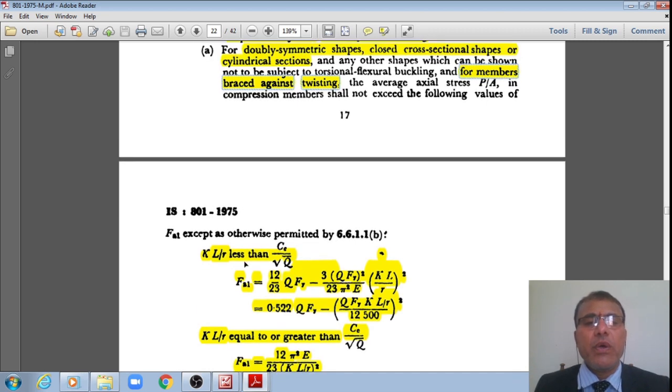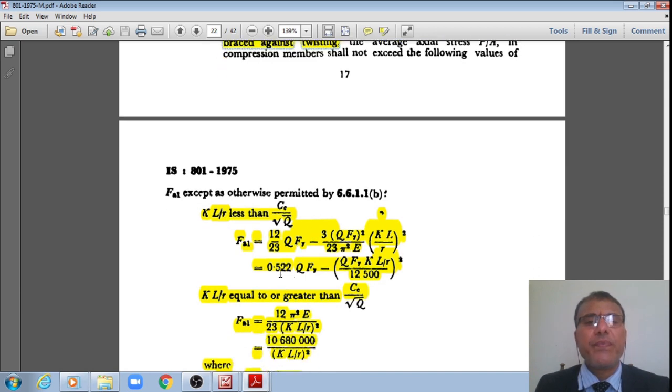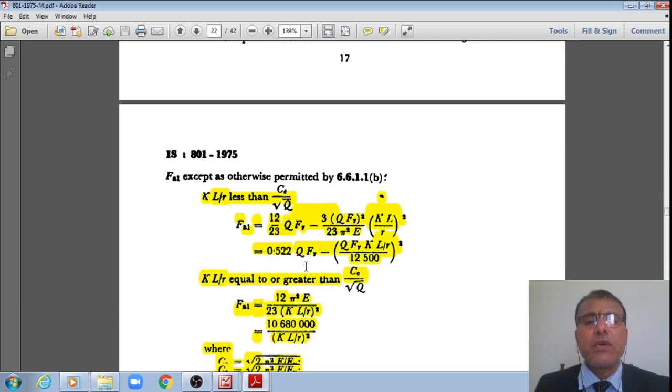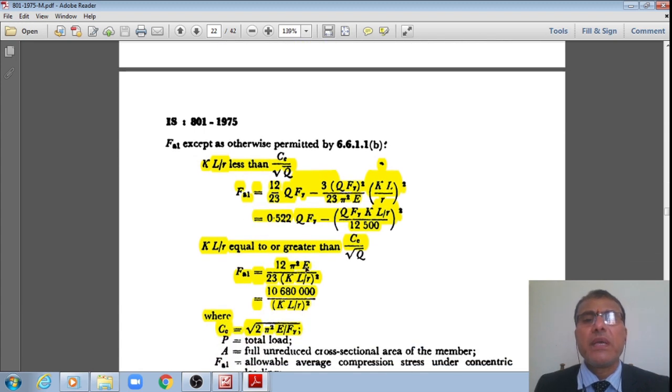Now, if the slenderness ratio KL by R is less than CC by square root of Q, then the allowable stress FAL is equal to 12 by 23 Q Fy minus 3 by 23 Q Fy whole square divided by pi square E multiplied by the slenderness ratio KL by R whole square. That is equal to 0.552 Q Fy minus Q Fy KL by R divided by 12,500, that whole square.